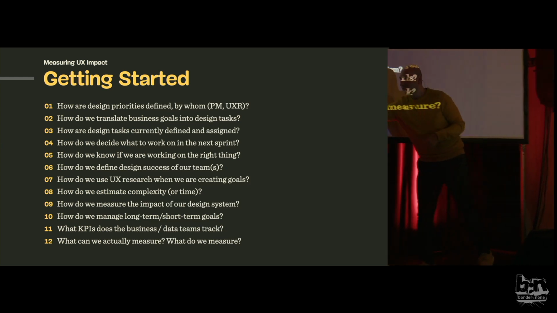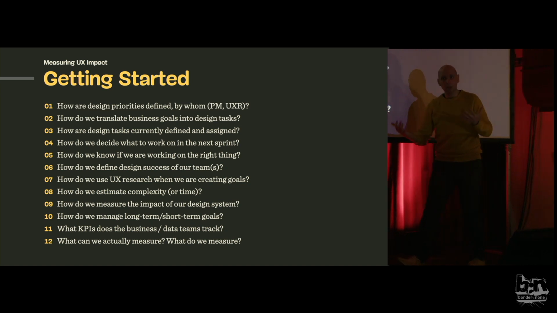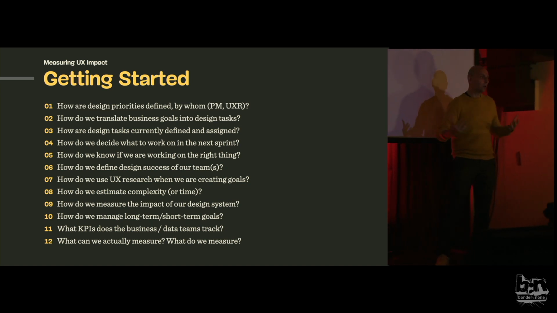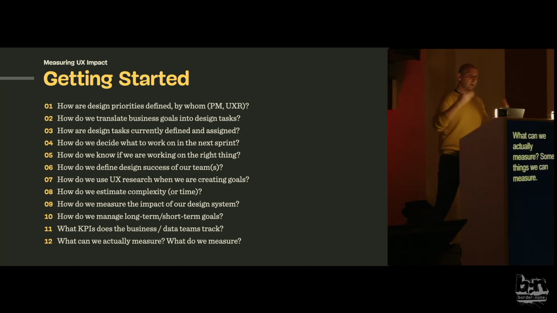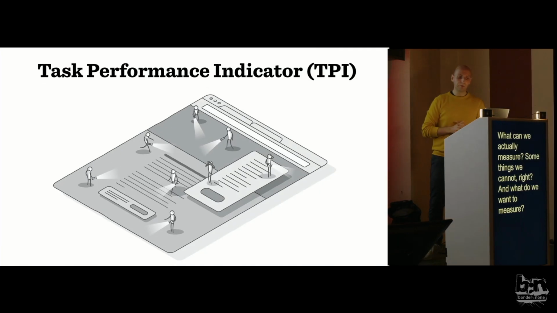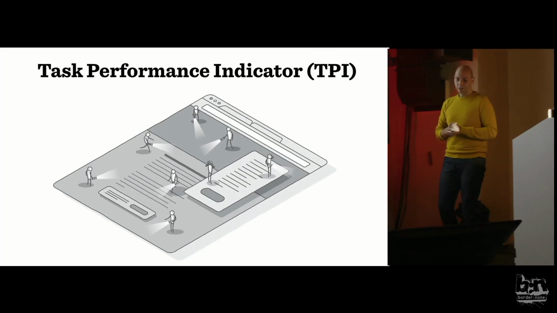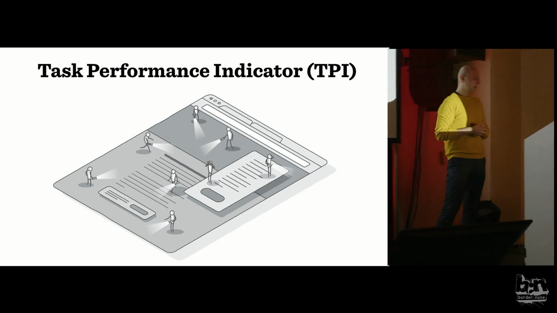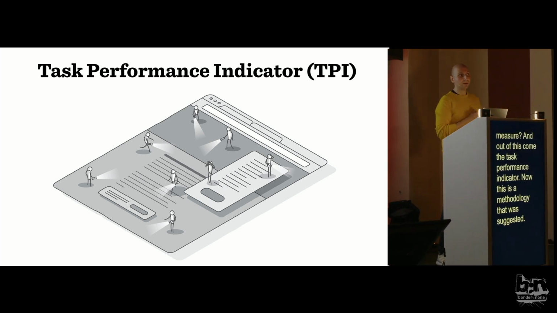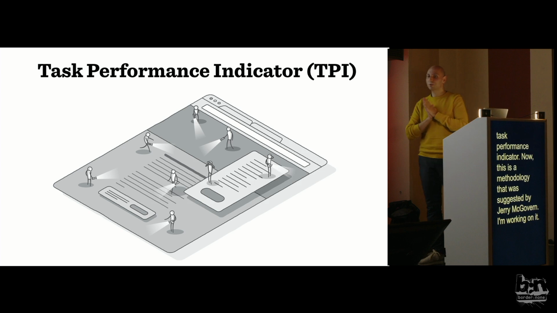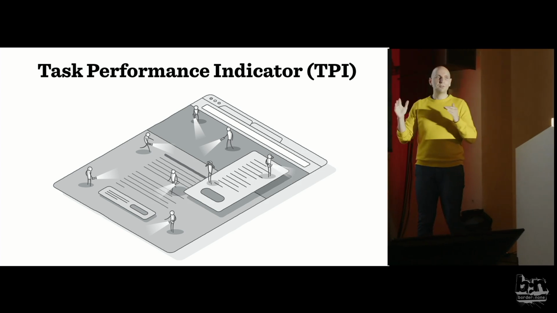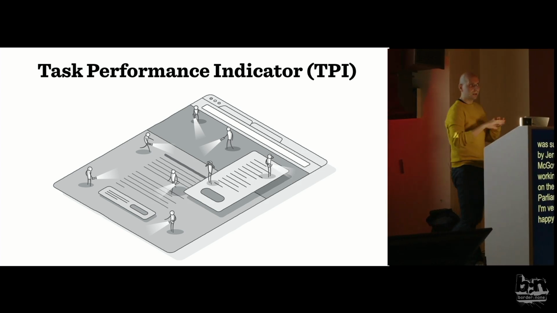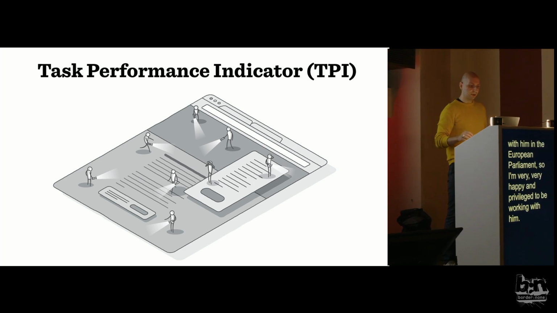And then, what can we actually measure? Some things we cannot, right? And what do we want to measure? And out of this comes the task performance indicator. Now, this is methodology that was suggested by Jerry McGovern. I'm working with him on the European Parliament, so I'm very, very happy and privileged to be working with him. And the idea is very simple. And this is something that we started working on and implementing in every organization.